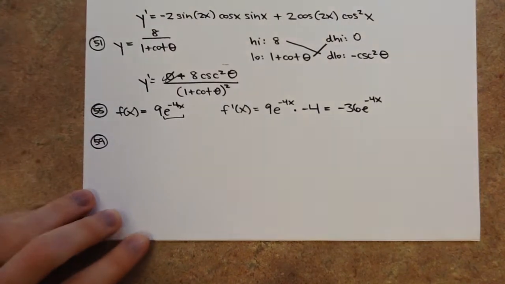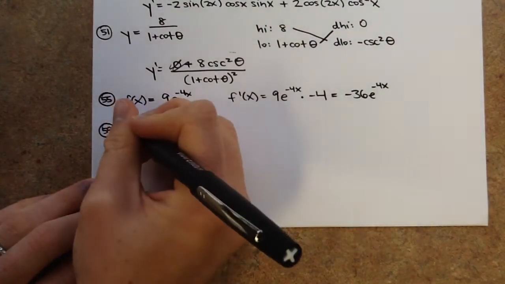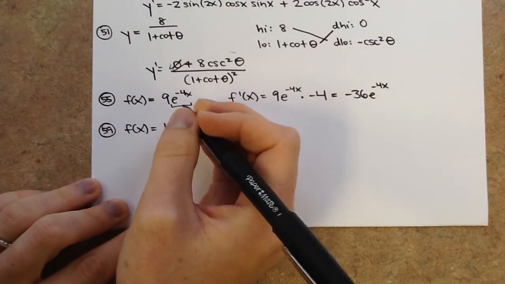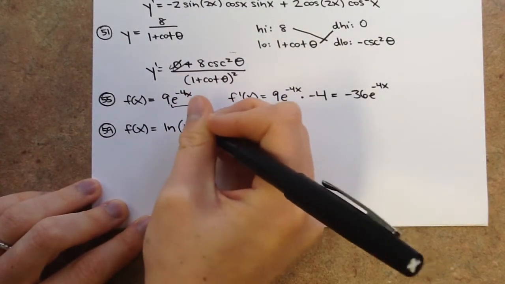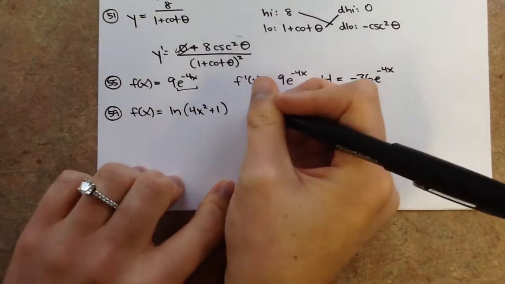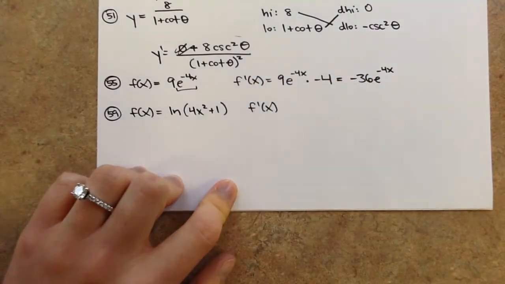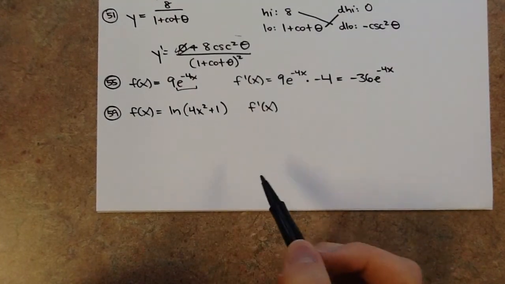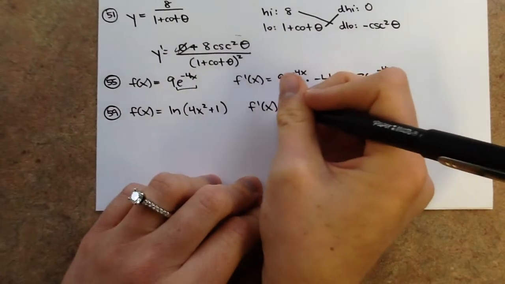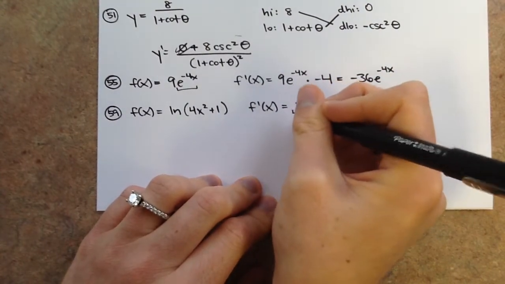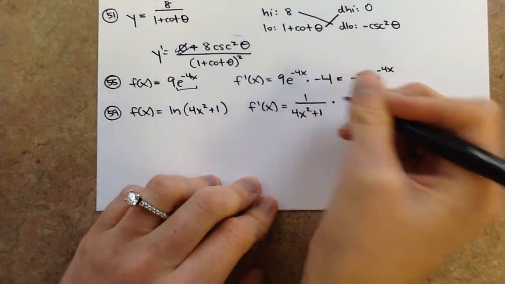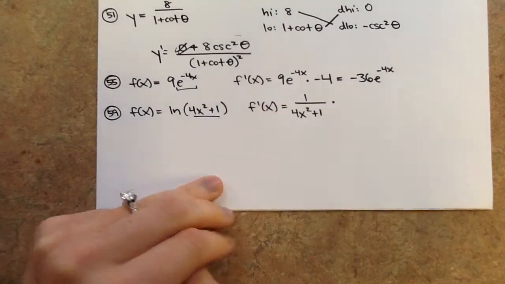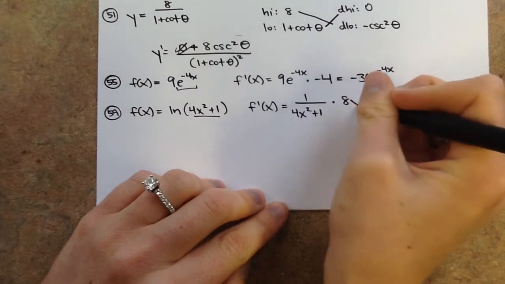Okay, 59. f prime of x here, the main function is natural log. The derivative of natural log is 1 over the nested function, 1 over x. Or in this case, it's 1 over 4x squared plus 1, because I always leave my nested function in place. And then I multiply by the derivative of my nested function. So the derivative of this expression right here is an 8x.